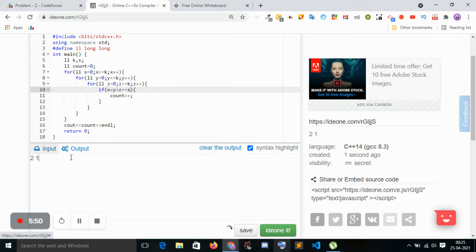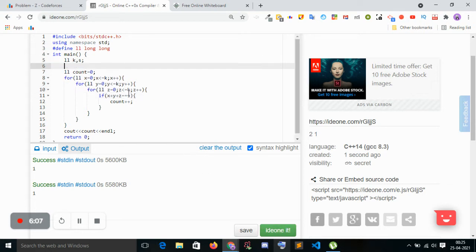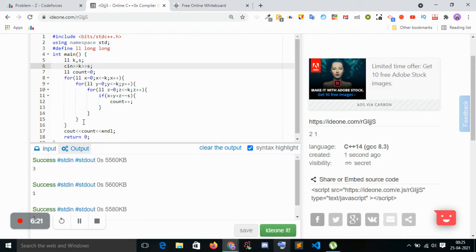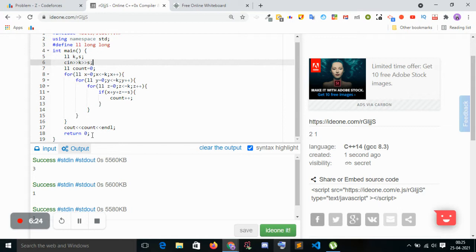So now we are getting correct output. Let's try 9, 4 again. Okay, wait, actually we are not taking it. I'm just foolish. Okay, now it's getting correct. So this is our first approach, called the brute force approach. Now it's getting correct, so I'll submit it and check it.